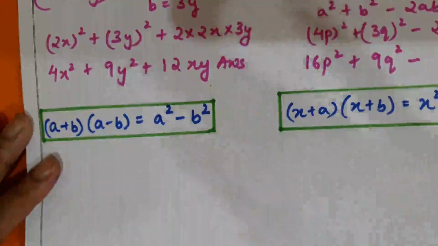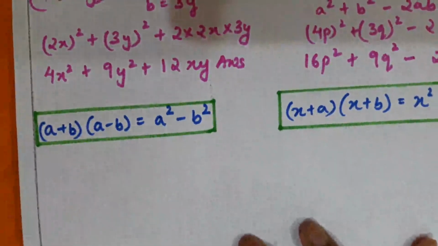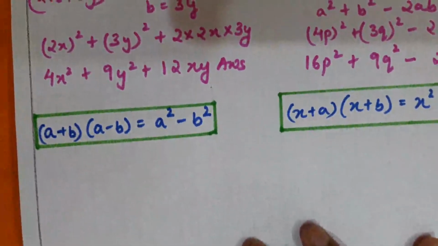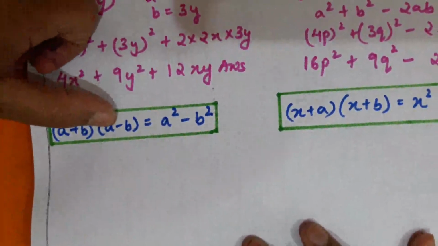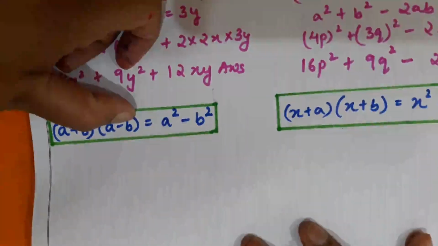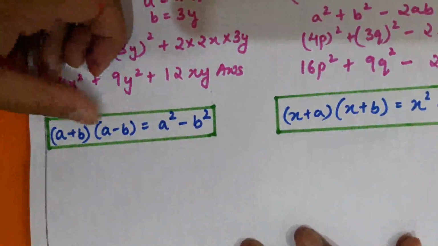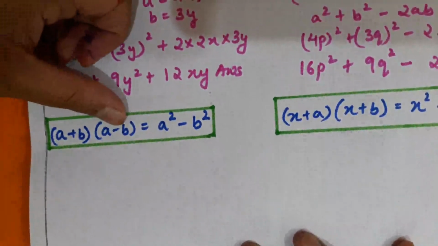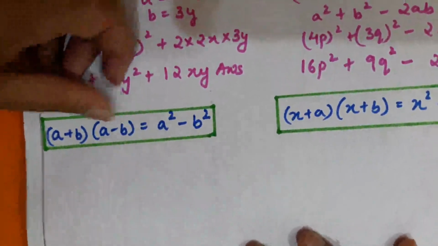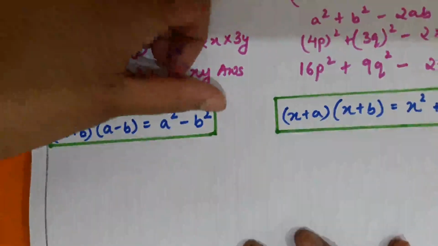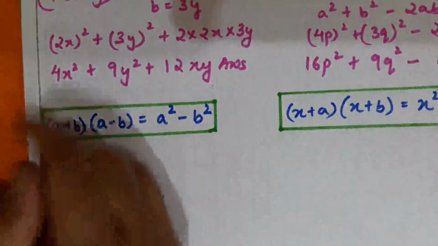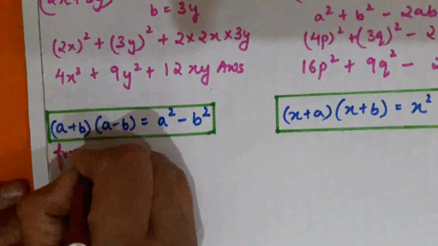Okay. Now our next identity is a plus b, a minus b. It means a value will be same, b value will be same, only the sign is going to be changed. Here is plus sign, second time is minus sign. So instead of this you can write a square minus b square. Let's see the example.